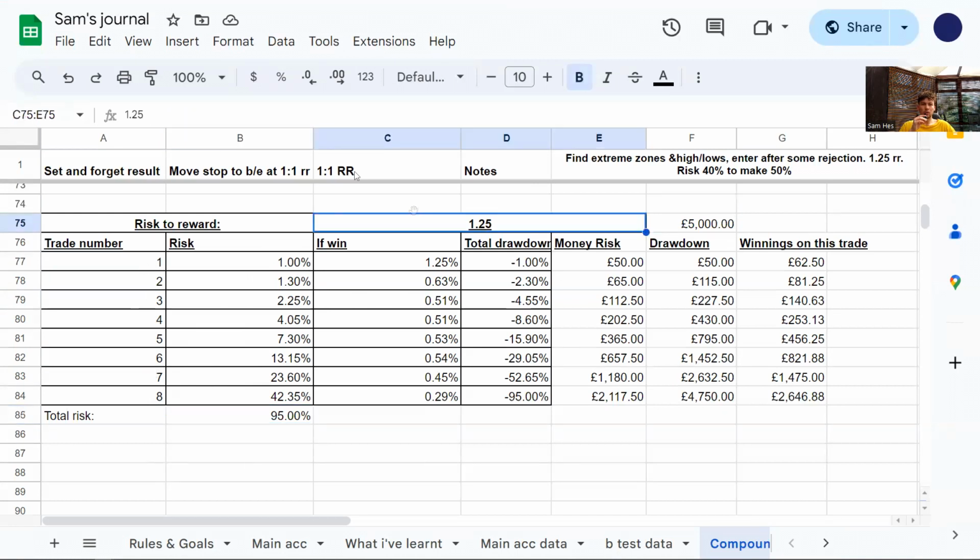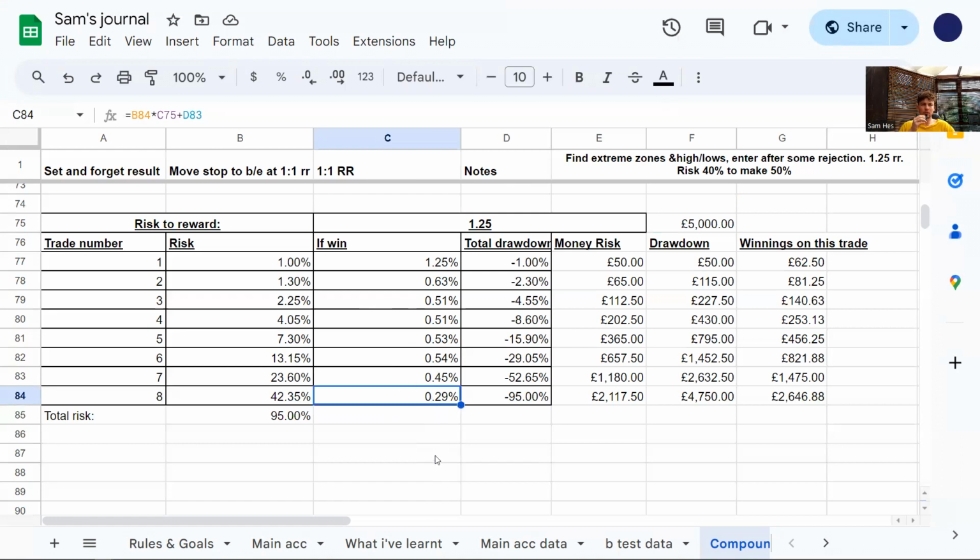We're going to be using a 1.25 risk to reward. And in this column, if win, this is the profit. So if we win on trade 1, we'll make 1.25%. If we win on trade 2, we'll only make this much because we're including the loss from the previous trade, and so on. So you can see trade 1 is the most profitable, and then after that it slowly becomes less and less, to around a 0.5% gain or around break even.